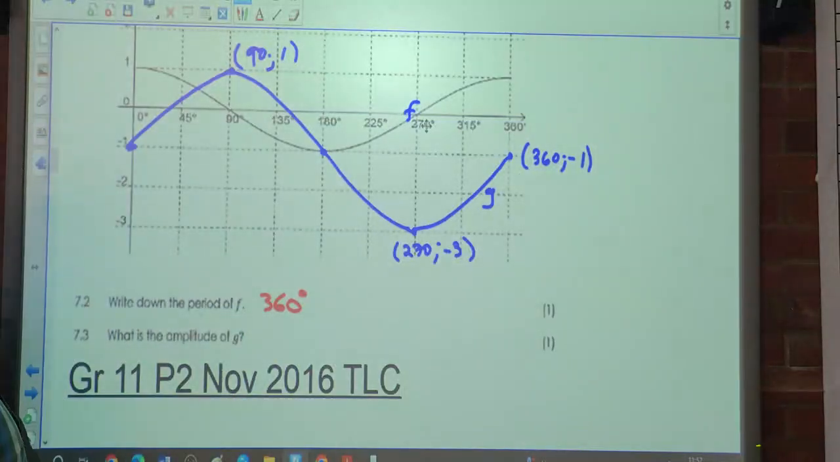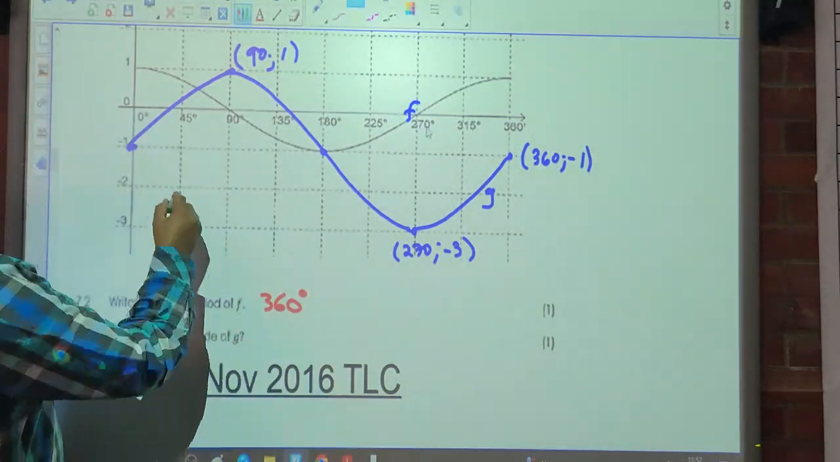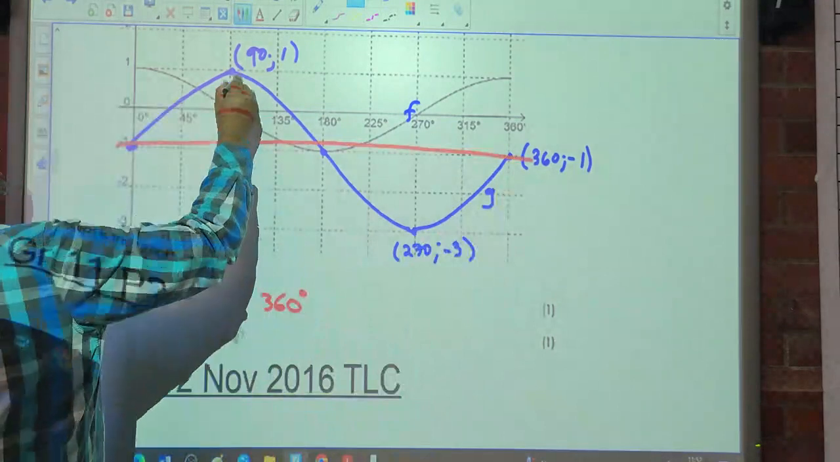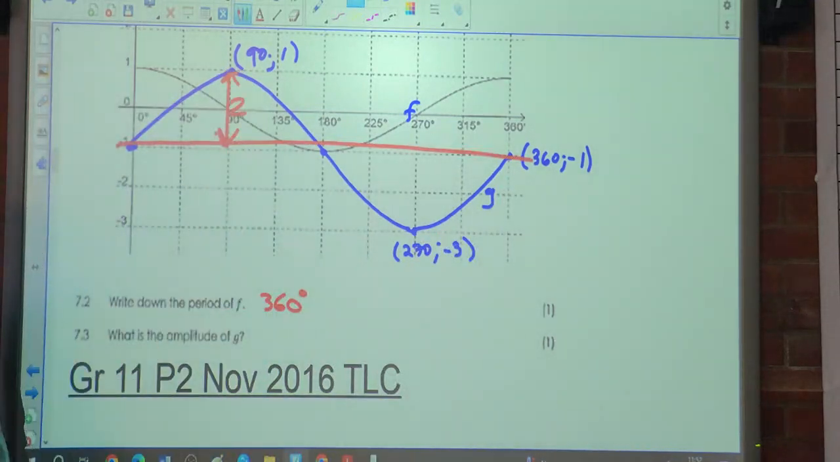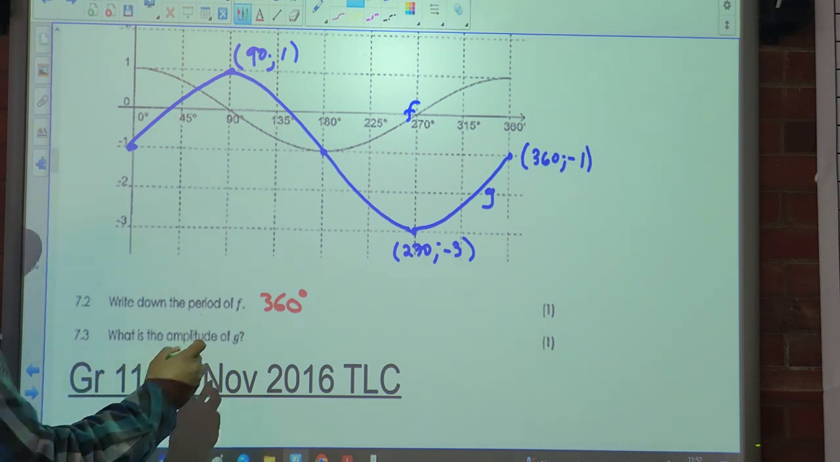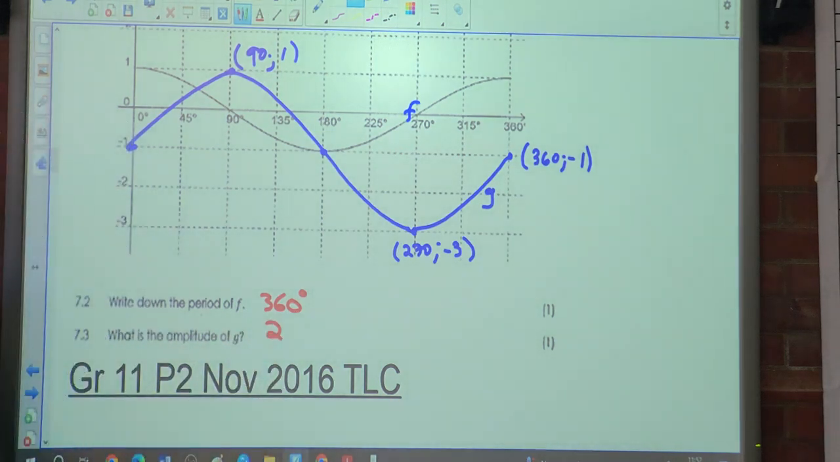What is the amplitude of g? Now the amplitude is from the neutral to the maximum. Can you see how many units this is? 2. So what is the amplitude of g? 2. So it's going to be 2. You guys understand?